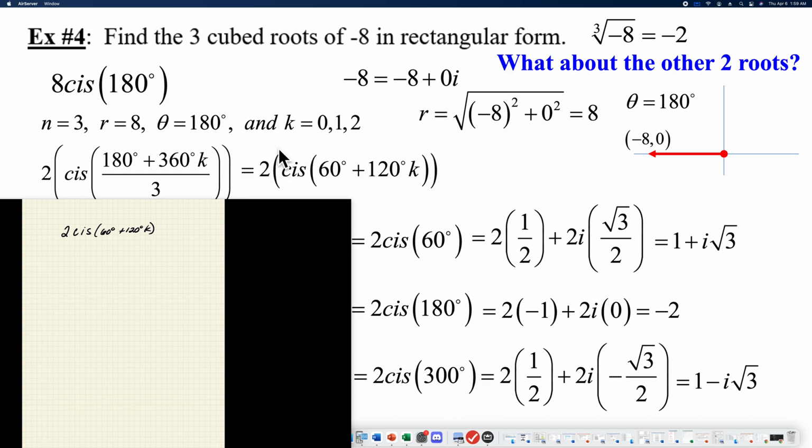Now, if you notice, this is what we're adding every time. So in my first statement, right here, this is what I like to do to solve this problem. I write down the 2 cis 60 degrees. Then I take this knowledge right here that I have to add 120 degrees each time. So I go plus 120, and I write down my next statement. Then I add on another 120 degrees. I write down my next statement.